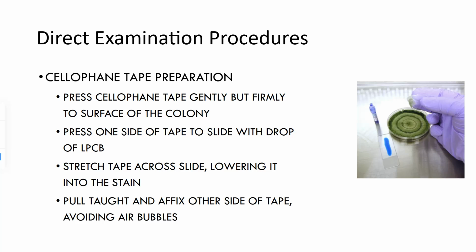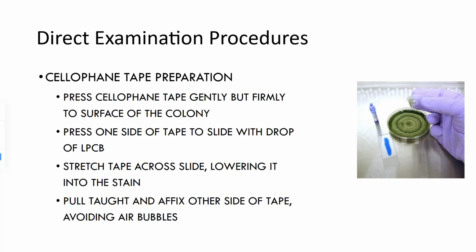Cellophane tape preparation. So we would take clear tape, press it on the surface of a colony gently but firmly, and then we would put it on top of a slide with a drop of lactophenol cotton blue. We stretch the tape across the slide, lowering it into the stain, pull taut, and affix the other side of the tape, avoiding air bubbles. So when we do that, the tape serves as the cover slip for the procedure.